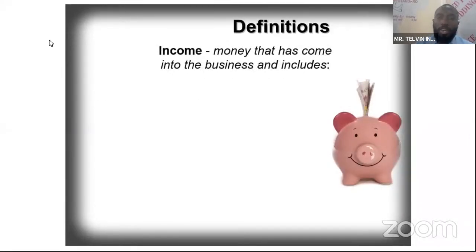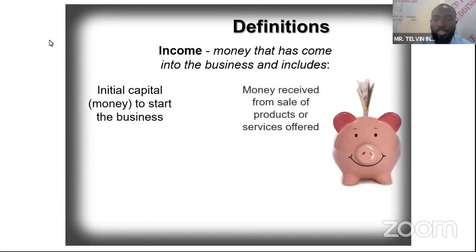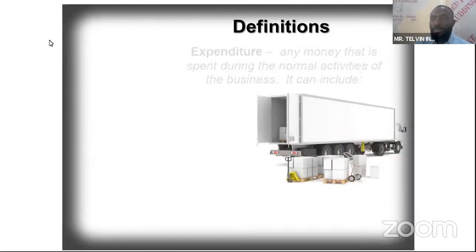Income, the money that has come into the business, and they include initial capital, that is the money to start a business. Also, your money received from sales of product or services offered. Money received from loans. Then your savings is part of your income. The money received from the sale of fixed assets. These are part of the money that has come into the business, and they are income.